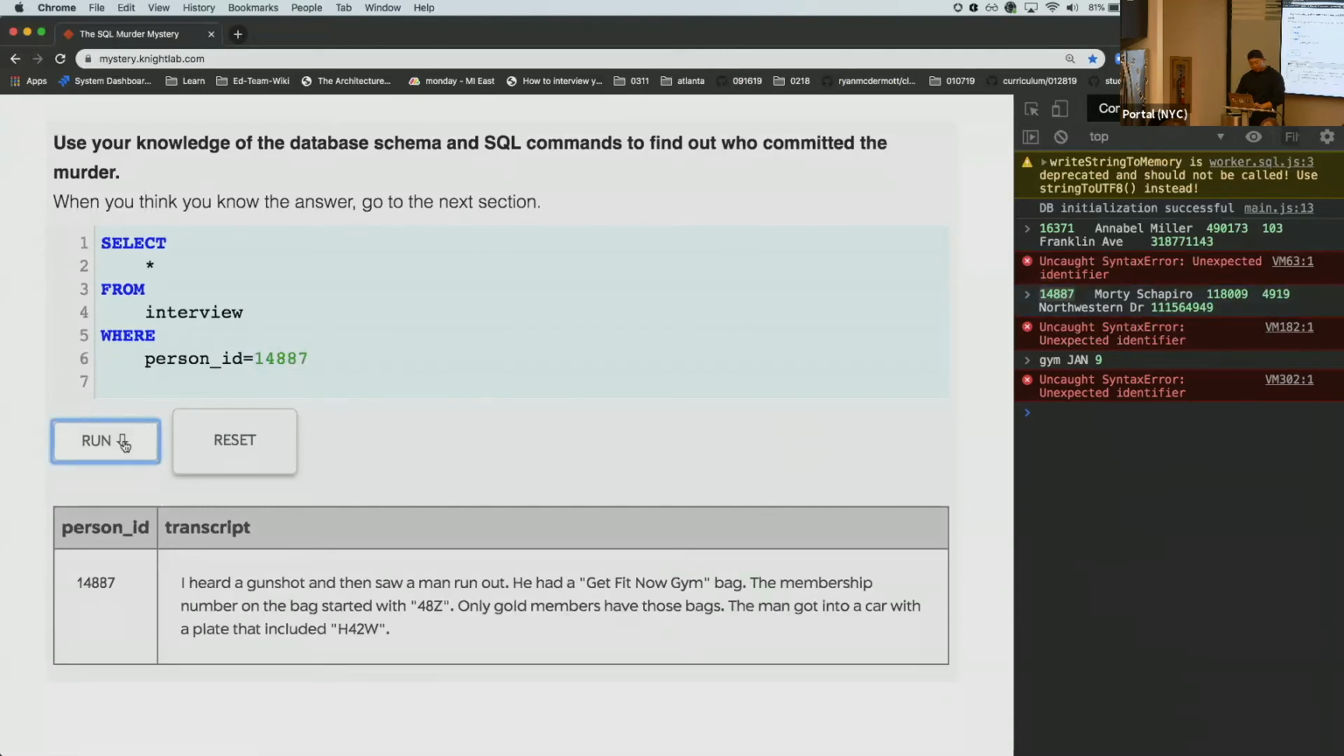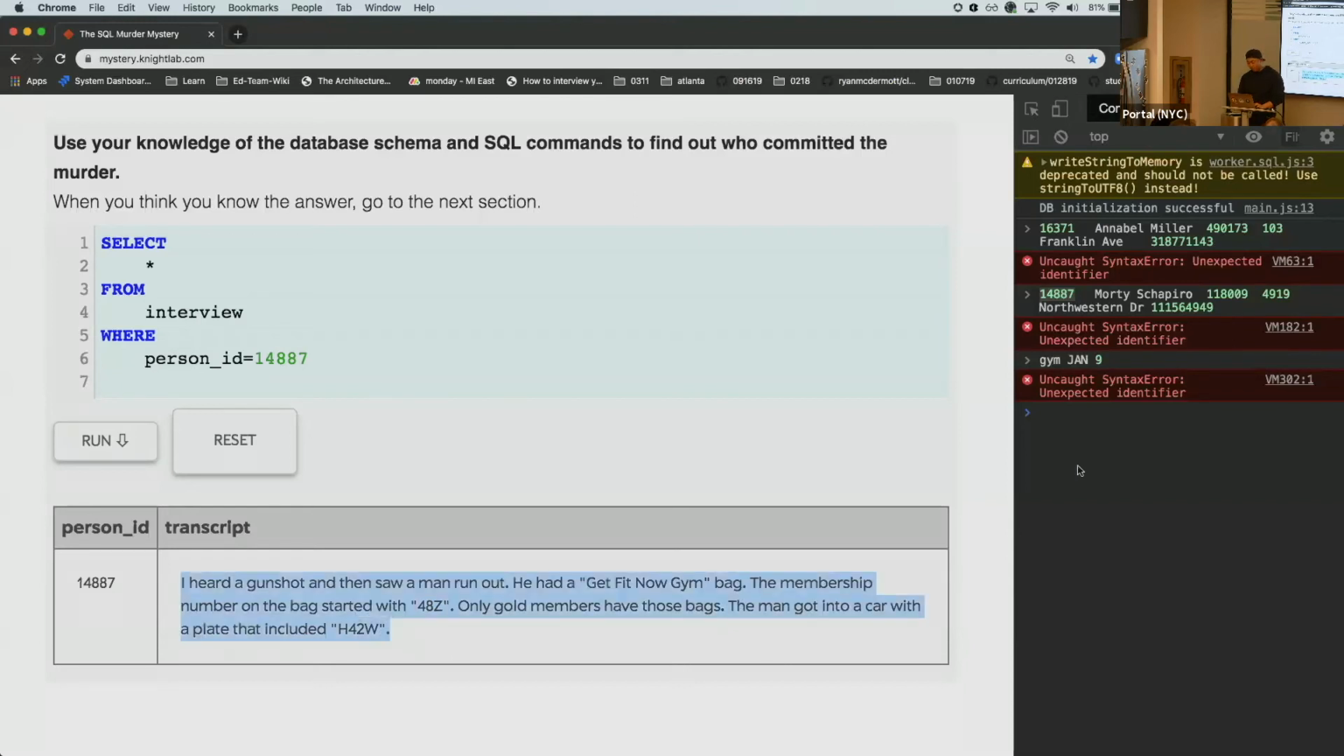And we'll run that. I heard a gunshot, and I saw a man run out. He had a Get Fit Now gym bag. The membership number on the bag started with 48 Zulu, and only gold members have that bag. The man got into a car with a plate that included H42W. Cool? Thank you.